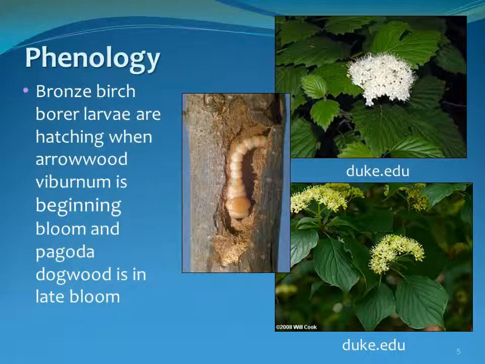Here's another example. Bronze birch borer larvae are hatching when the arrowwood viburnum is beginning bloom and pagoda dogwood is in late bloom. And right now in the teaching garden, the pagoda dogwood is losing the last bits of its bloom, and the arrowwood viburnum, which is in front of our classroom window, is in full bloom. So if we were able to find any bronze birch borer larvae, they would be hatching out.